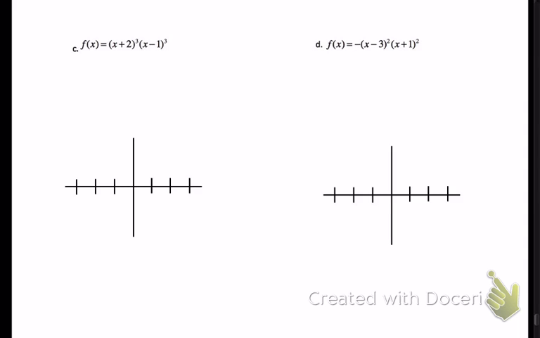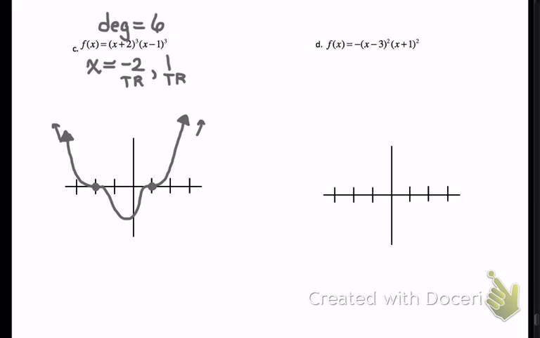Okay, 2 more. C and D. I'm going to go a little bit faster. The degree. Your zeros, which are both triple roots. Okay, so if I plot them, start and end in the same direction. Remember, at triple roots, they should flatten out, then go through. Flatten out, then go through.